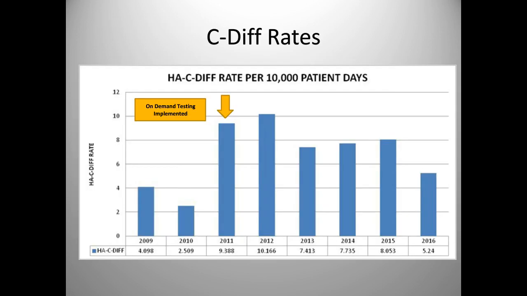This slide here represents, you can see when we put on-demand testing in place. And our numbers looked pretty good, and then we went to on-demand testing, and the numbers jumped up a little bit. And a lot of this was based on our physician practices not knowing how to order tests, not knowing when they should order tests. And so this has helped to drive our education to them. It took a little while to get there, but we are on the right track.